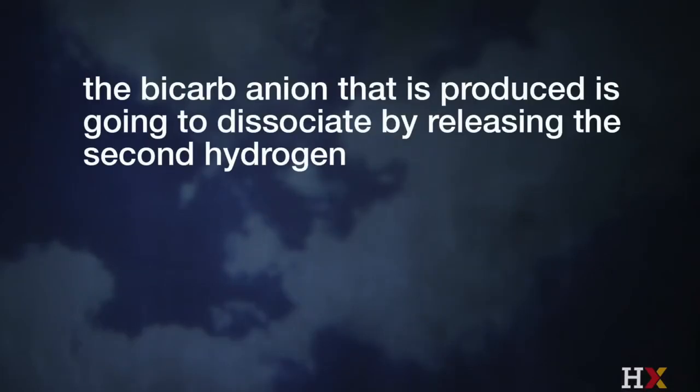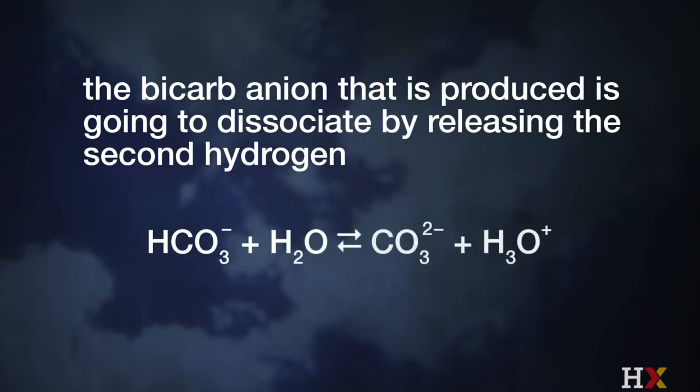This is a polyprotic acid. So the first thing we recognize here is that the bicarb anion that's produced is going to dissociate by releasing that second hydrogen in a reaction with water to form the carbonate anion and another H3O+. So let's do that calculation with our Rice table.